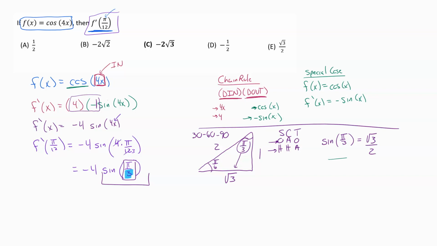So then putting that back in here now, the sine of pi over 3, popping that in at this point, we get negative 4 times the square root of 3 over 2. And now we just do a little simplification, a little reducing of fractions. So the 4 on top can cancel out with the 2 on bottom. And that's now going to leave us with just negative 2 square root of 3.